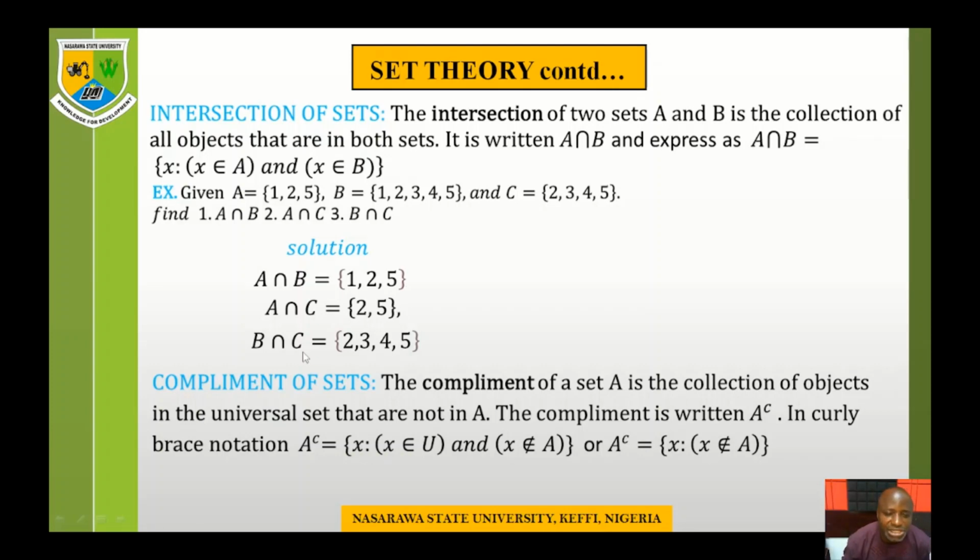Then B ∩ C. We have 2 is here and 2 is here. 3 is here, 3 is also here. 4 is in B, 4 is also in C, and 5 is in B, 5 is in C. So these are common elements. B ∩ C, we have {2, 3, 4, 5}.